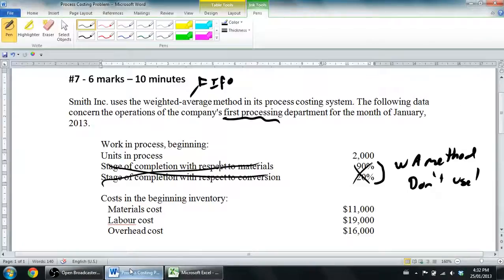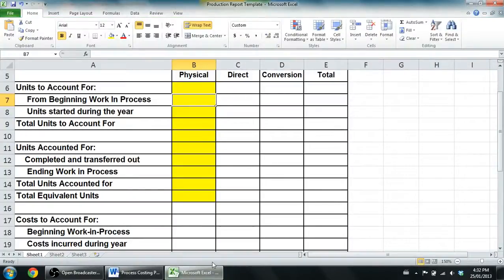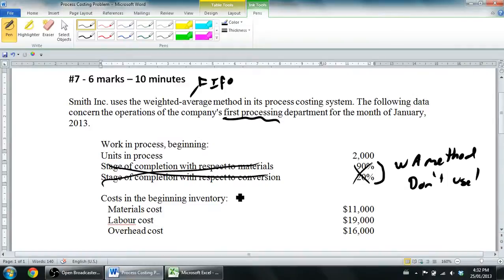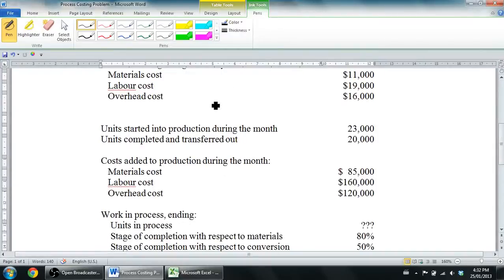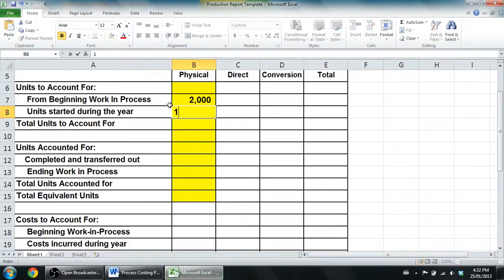Okay, so let's fill in the units to account for. So units to account for from beginning WIP. Let's see, WIP beginning units, 2,000. Okay, well, let's fill that in. 2,000. Units started during the year. Well, those are dollar signs. I'm not going to worry about them. I'm not worrying about the 90 and the 20%. Units started, 23,000.